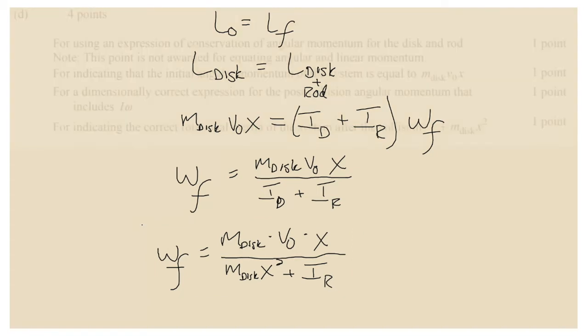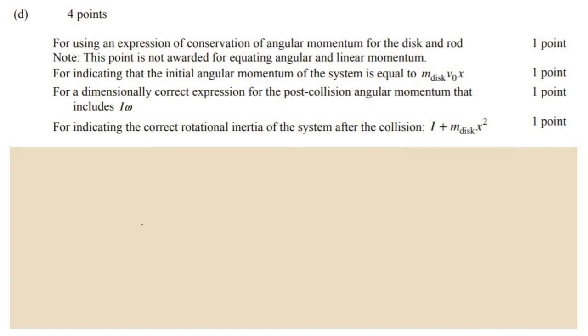All right, let's take a look at the scoring guide here. Notice they gave you 1 point for using an expression of conservation of angular momentum for the disk and rod. So if you just try an angular momentum conservation, you got a point. Notice, though, this point is not awarded for equating angular and linear momentum. Obviously, that's not how it works. L naught does not equal P final or whatever.